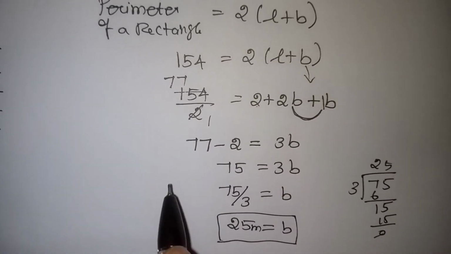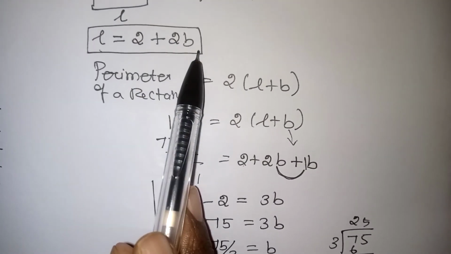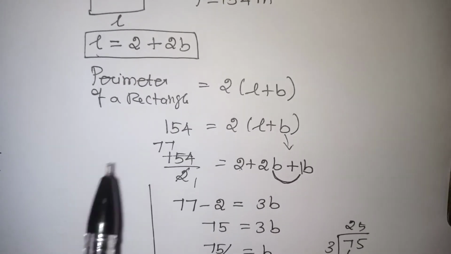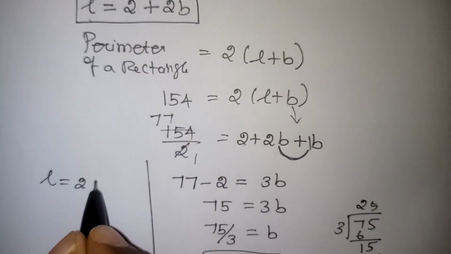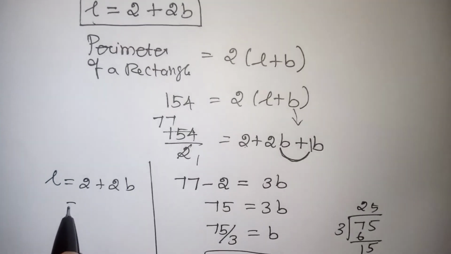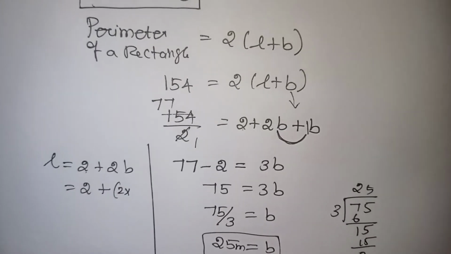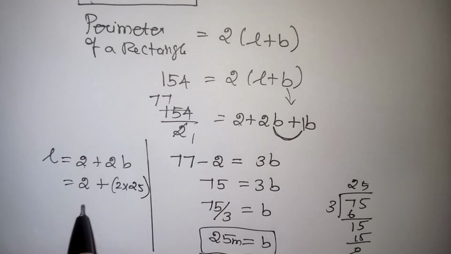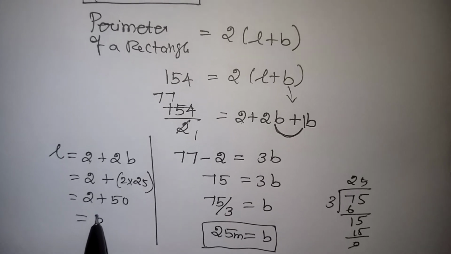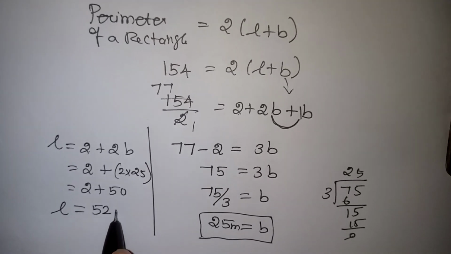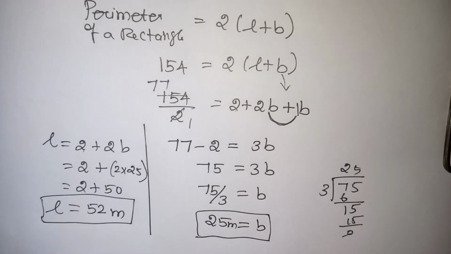Now we should find the length value. Here the length is already mentioned in the question: L is equal to 2 plus 2b, that is 2 more than twice the breadth. I am taking that as it is, as given in the question. L is equal to 2 plus 2b. Now in the place of b, the value you got is 25. So 2 plus 2 into 25 will give you 50. So 2 plus 50 will give you 52. So length is 52 meters because the perimeter is mentioned in meters. Length will also be in meters and breadth will also be in meters.